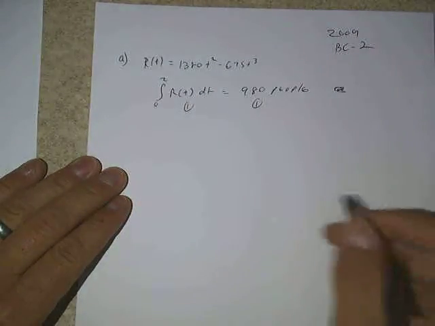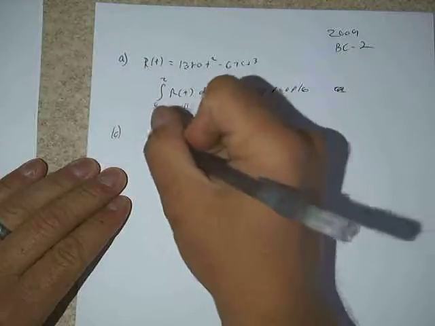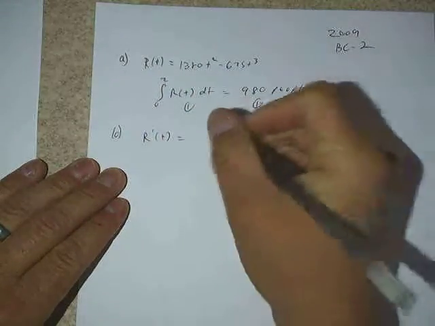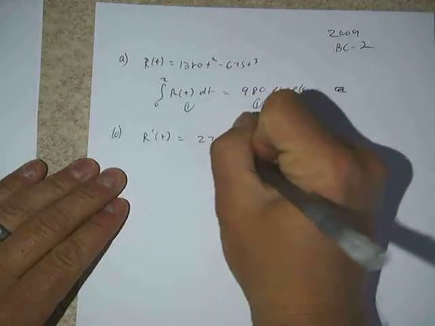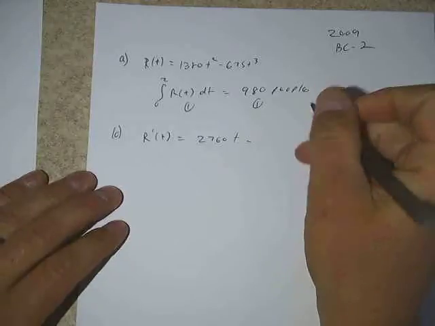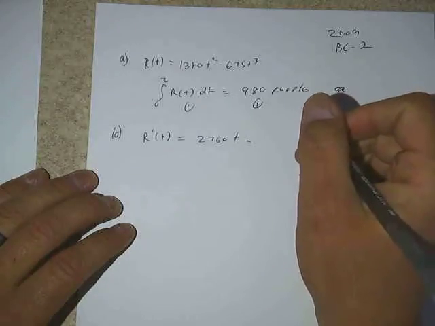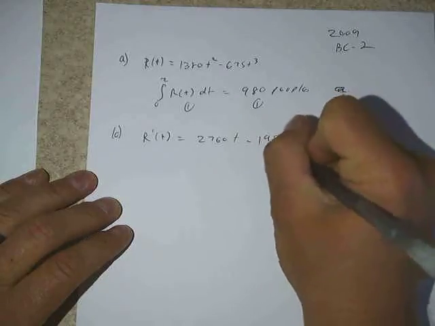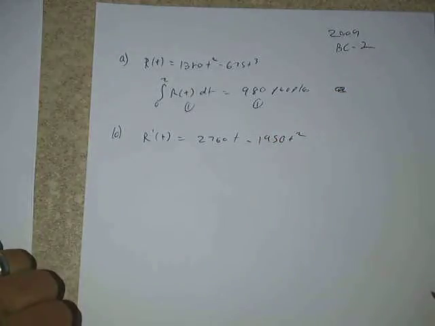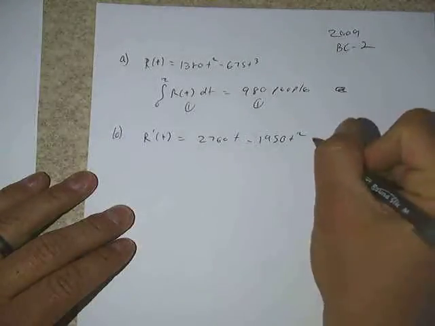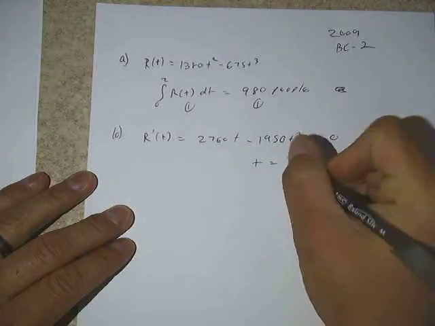And part B says find the time when the rate at which people enter the auditorium is a maximum. So ultimately we want to know, if this is our rate function, this is our r, we want to know when it's a maximum, so we're going to need to find its what? We're going to find its derivative. So if we do that, it should be 2760 t minus 675 times 3 is 1950.